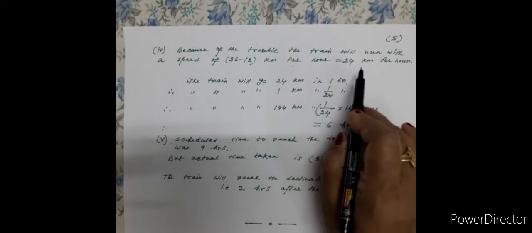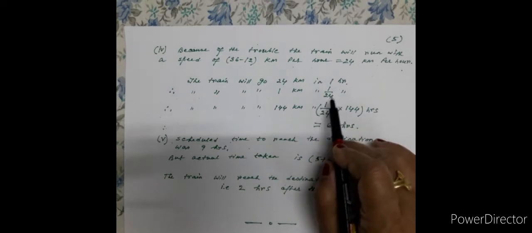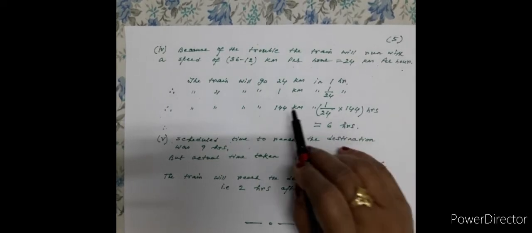If the train moves at 24 kilometers per hour, how much time will the train take? Now we have to calculate. See, the train will go 24 kilometers in 1 hour. The train will go 1 kilometer in 1 by 24 hour. Therefore, 144 kilometers is covered in 1 by 24 into 144 hours, that means 6 hours. So, you got part 4, I think it is clear to you.